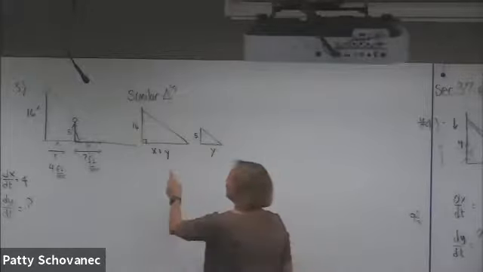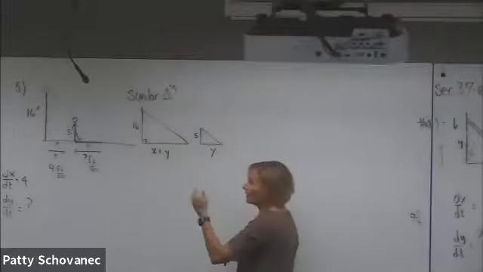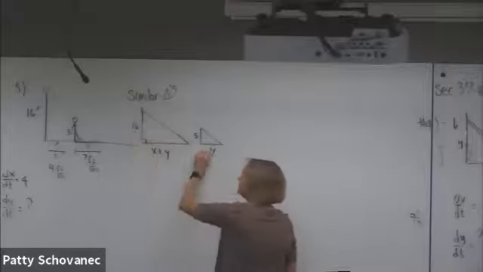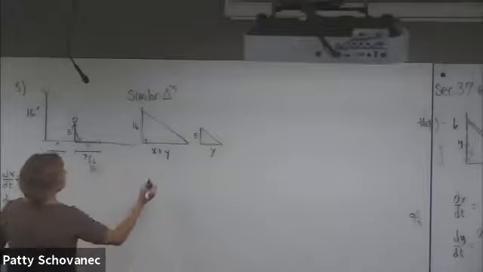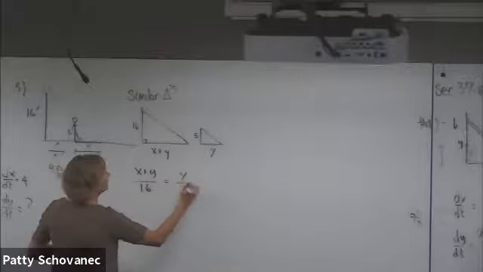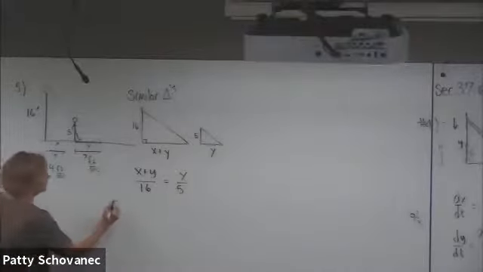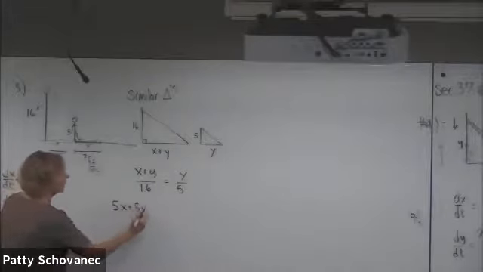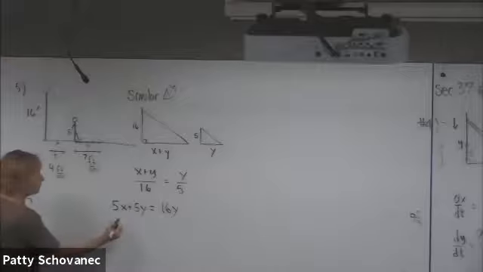So I'm going to say this length is to that as this is to that, or I can say this is to that as this is to that. So I'd rather keep the numbers on the bottom. So using similar triangles, I'm going to say X plus Y is to 16 as Y is to 5. If you want to move the numbers, we can cross multiply. I can say 5x plus 5y is equal to 16y. Heck, you can even get the y's together.